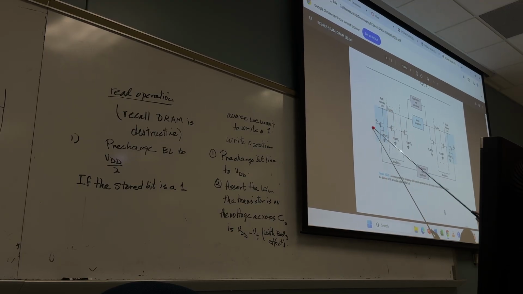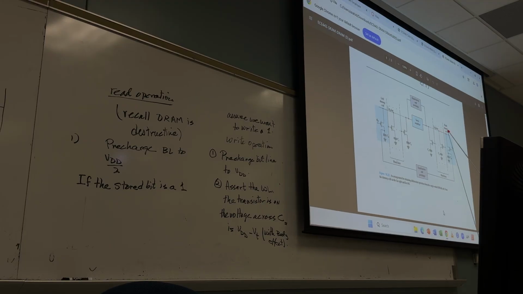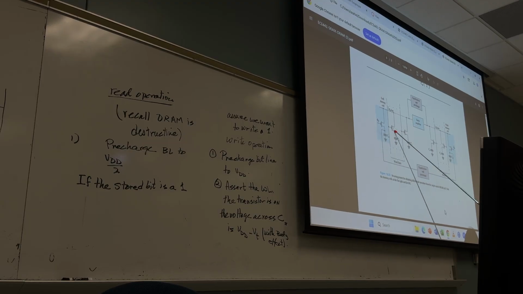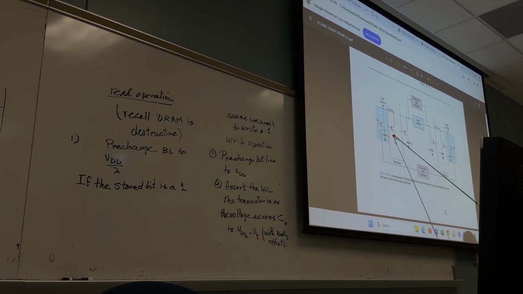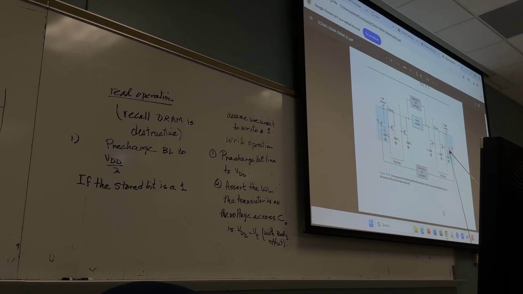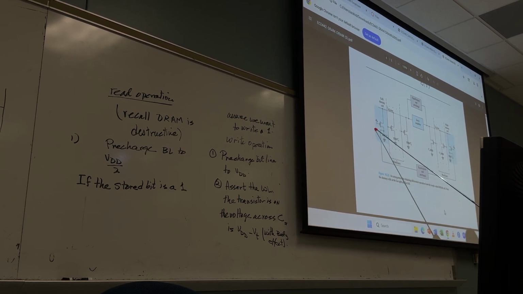One on the left hand side, one on the right hand side. Clear? Yep. If I want to read a cell which is on the left hand side, what do I need to do? I need to activate the dummy cell on the right hand side. But what? I turn this one off. Did you get it or not?